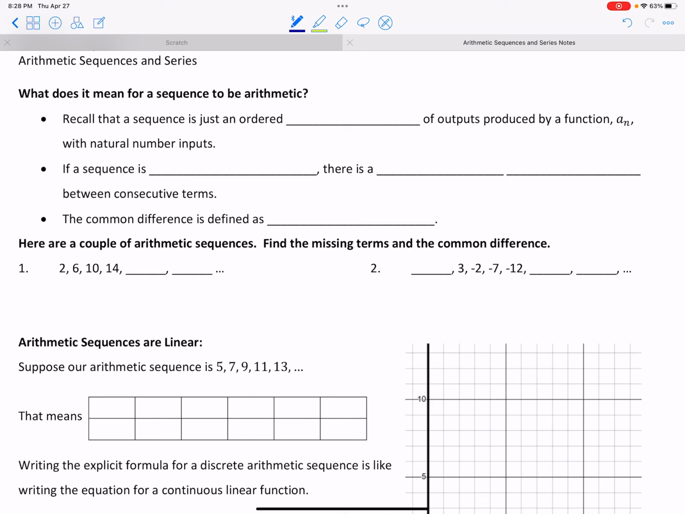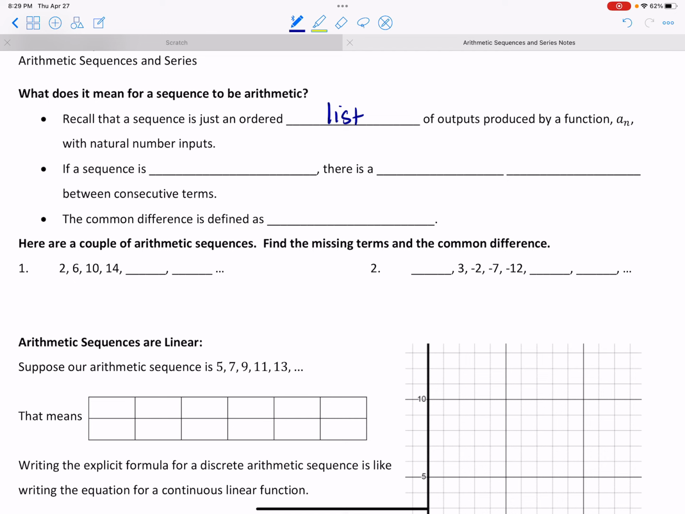Well, again, a sequence is just a list of numbers, technically a list of outputs that are produced by a function that we call a sub n, and those inputs to that function are the natural numbers, and when we input those natural numbers we get this ordered list, which is our sequence.